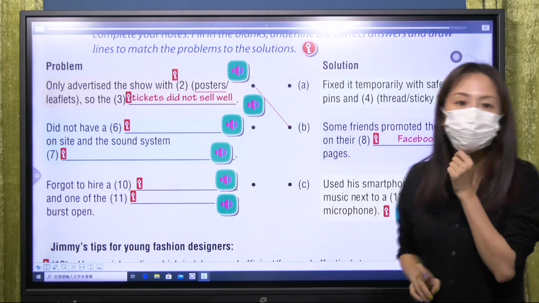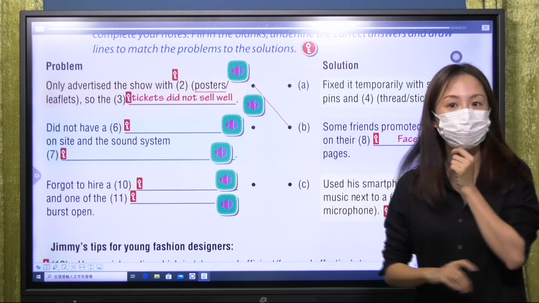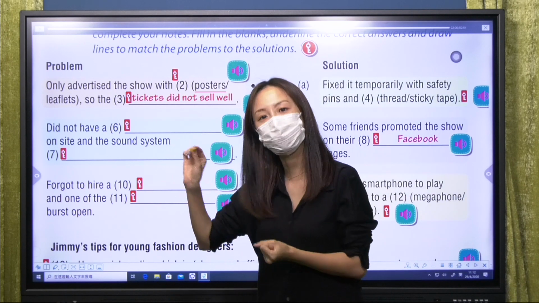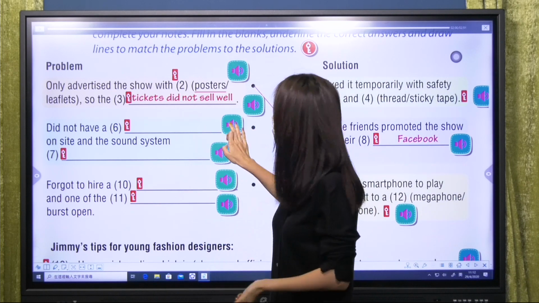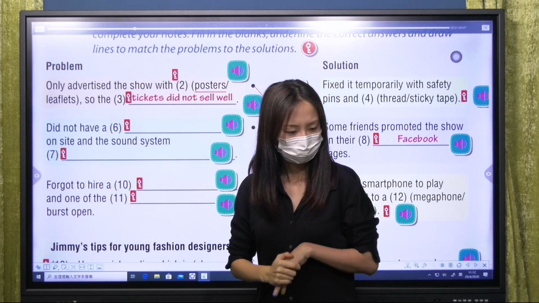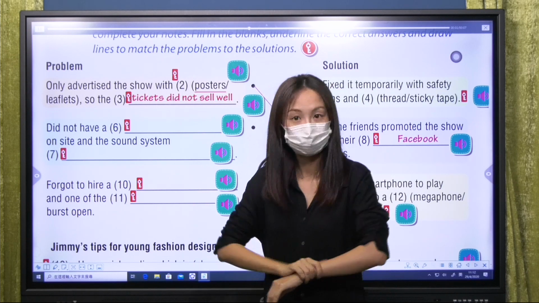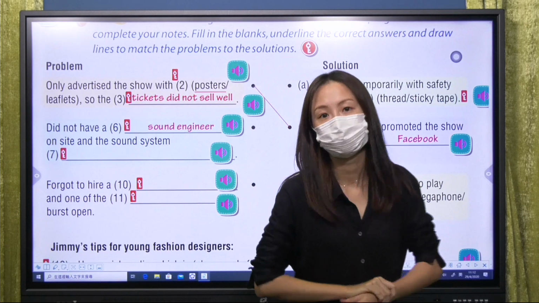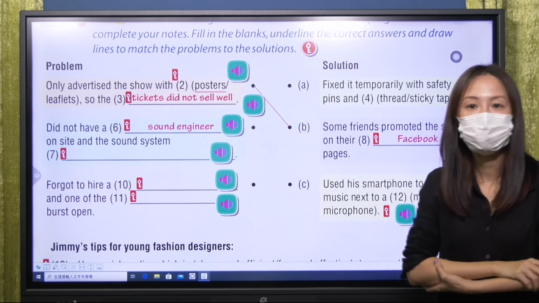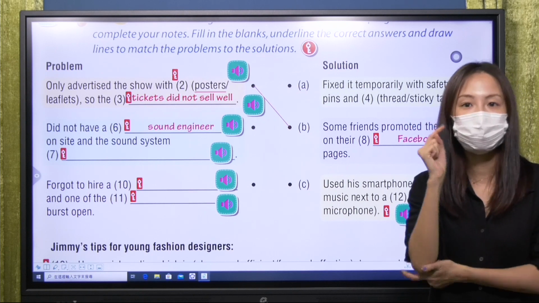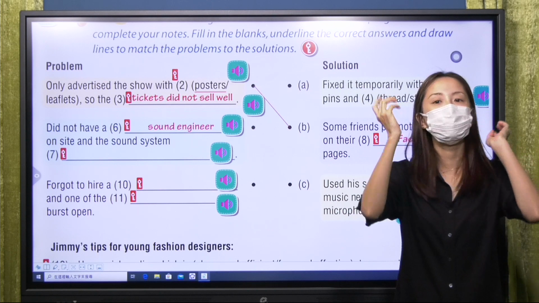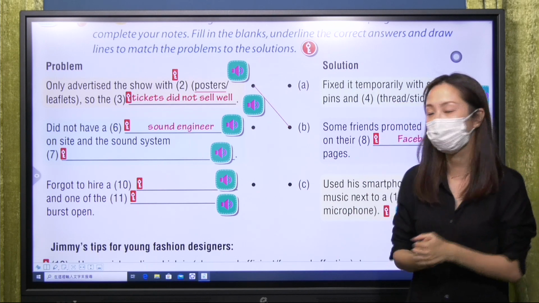Number 6 to number 7, very difficult, but he spelled for you. I don't know if you can follow the spelling. Yes, I also made the mistake of not having a sound engineer on site. Sound engineer: sound, sing. Engineer, 工程師. So, someone specialized in playing sound.